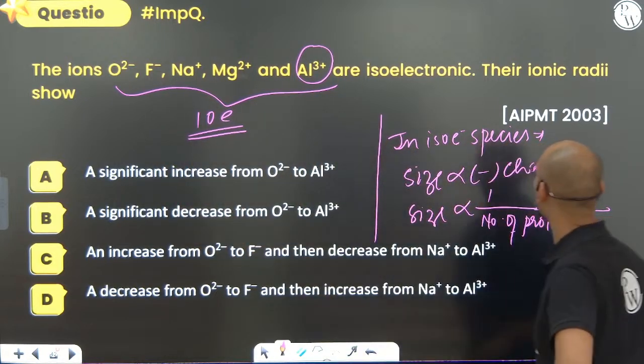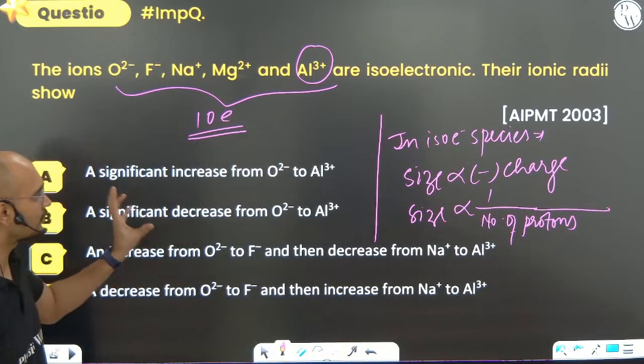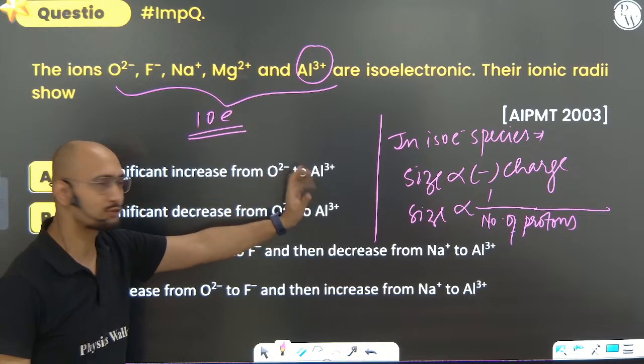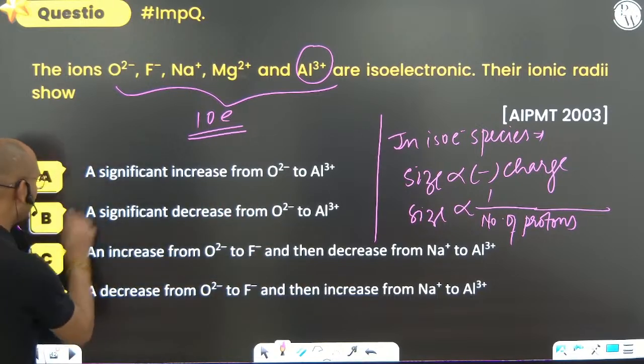So we have to write that these ions are isoelectronic, and their radii: a significant increase from O minus 2? No. From oxide, it will decrease. A significant decrease from O minus 2, yes, for sure. Option B is the correct option.